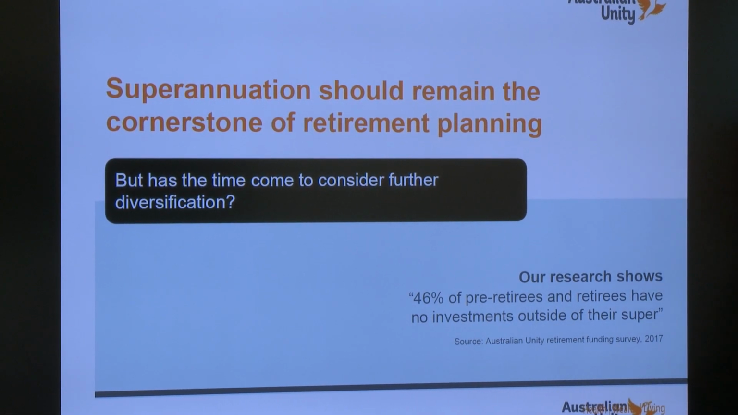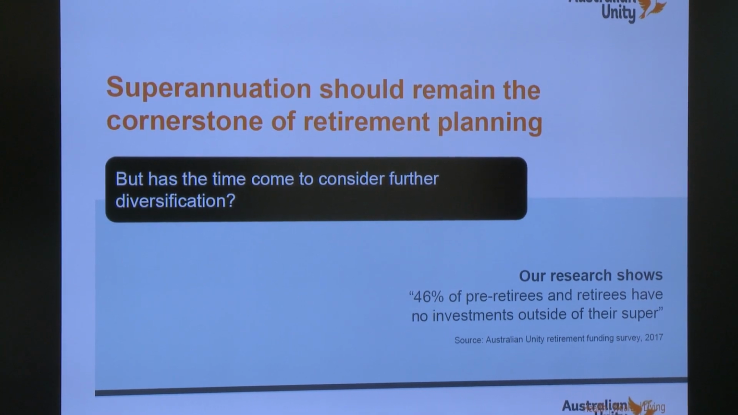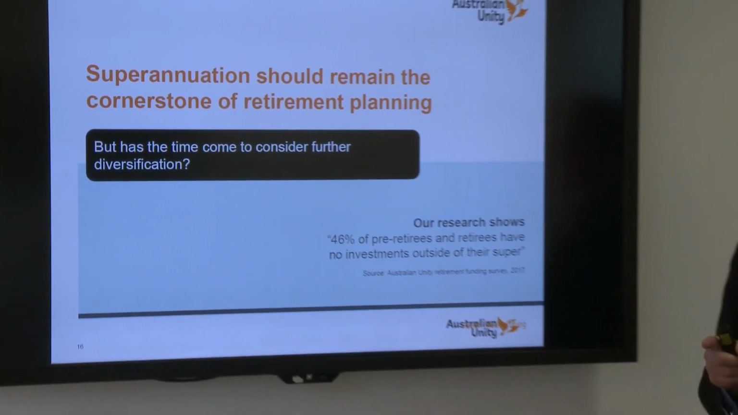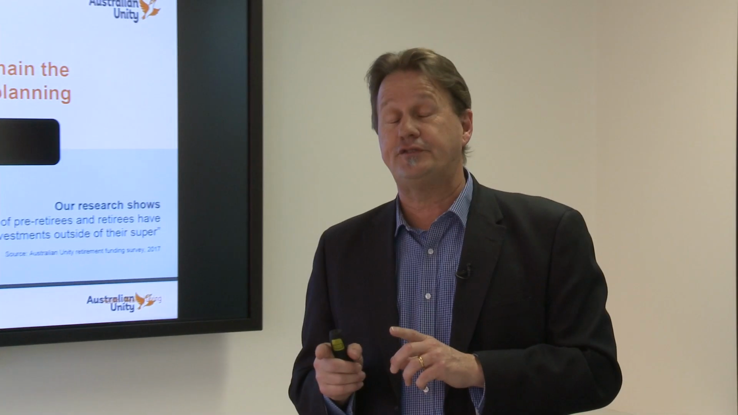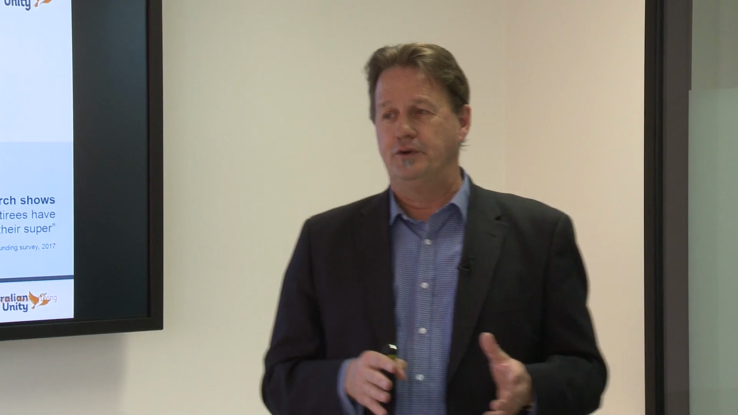Our research shows that 46% of pre-retirees and retirees have no other investment outside of super. That's a fairly big number. So nearly half of us are relying just on super to meet our needs in retirement. Is that going to meet our needs in retirement, just using super? Well, interestingly, the government recently changed the definition of superannuation in the SIS Act. So the definition used to read, superannuation was designed to provide a benefit in retirement.